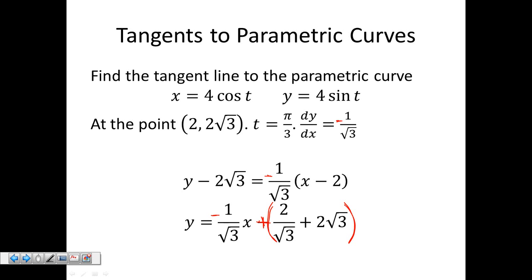We found our slope. We plugged it into y minus y1 equals m times x minus x1. And we moved the 2 square root of 3 over. Just let it sit like that. If they were nice whole numbers or maybe nicer fractions, I may do a little bit of work. But let's just let it ride like that.